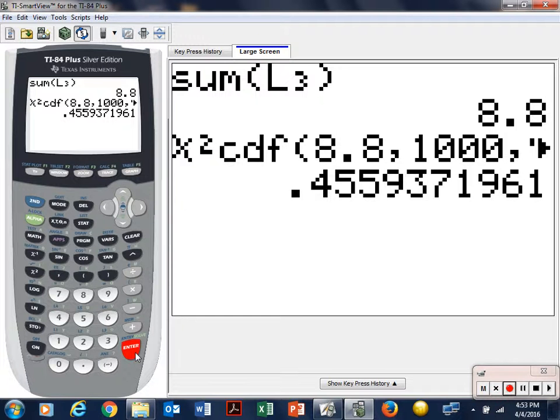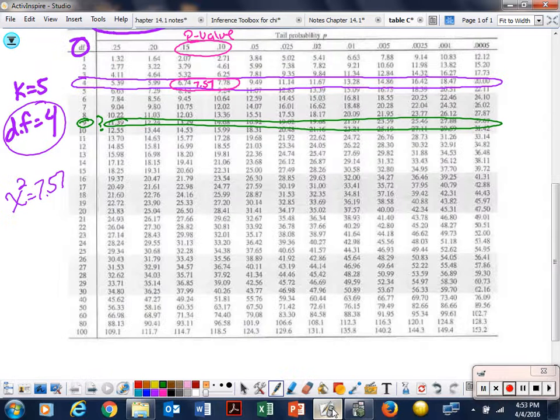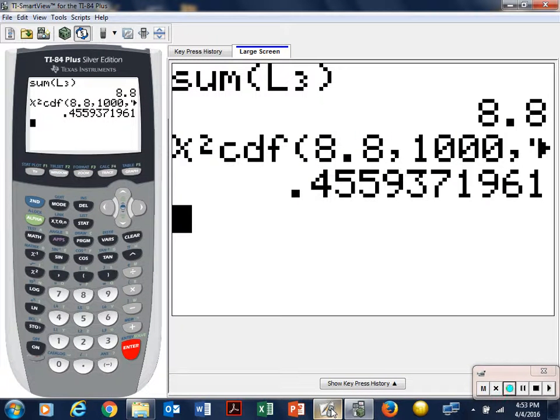Okay, that's a big number. That's a huge p-value. Okay, well, why in the world is that? Well, if we go back to our table for a second, 8.8 is going to be somewhere in here, and you can see that that's going to be bigger than 0.25. So that's not significant at all. All right? So our p-value, we're going to round it, is 0.46.